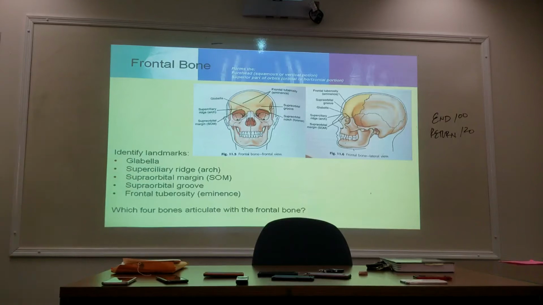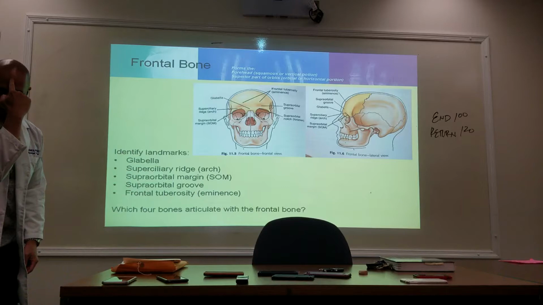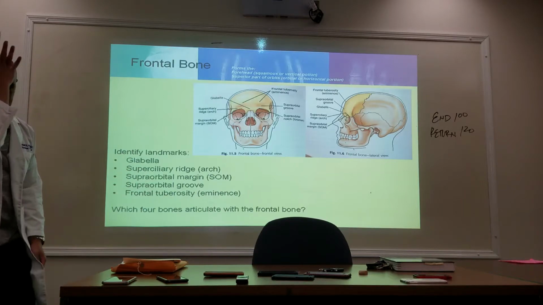And then the frontal tuberosity is that pointy bone right there on your forehead. It's a protuberance. There's no missing it.